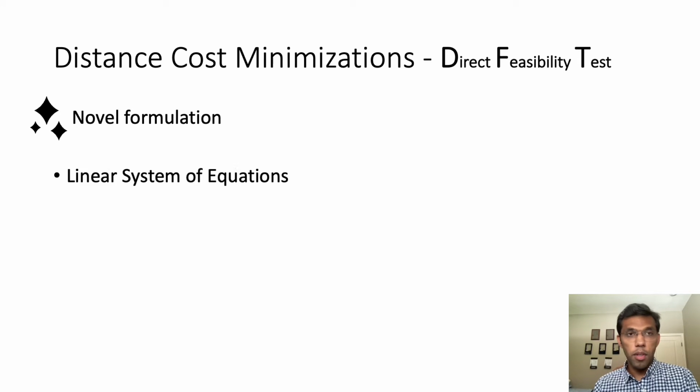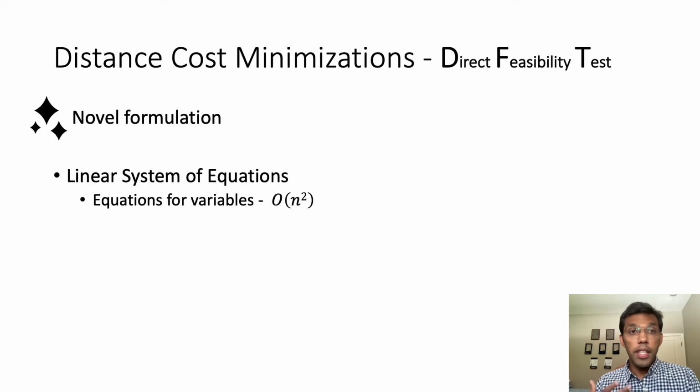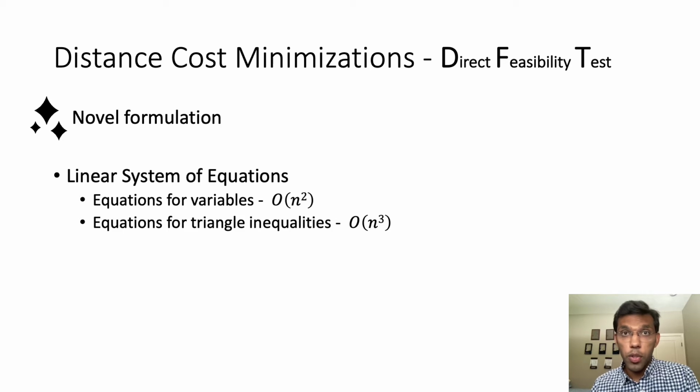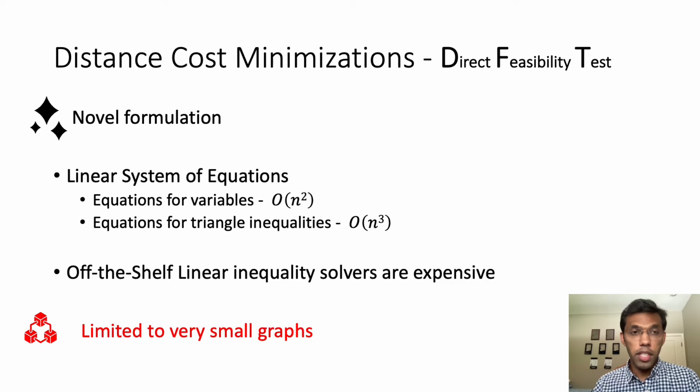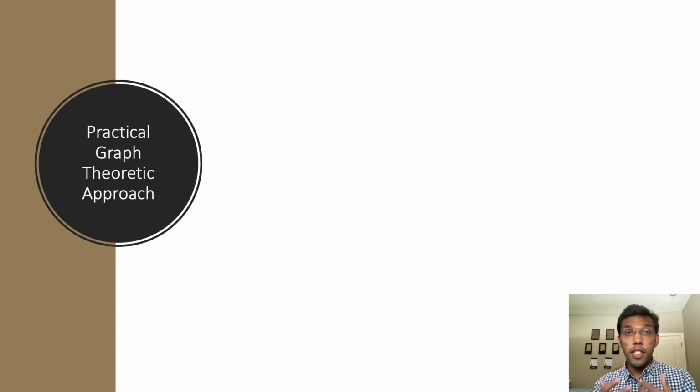As I said before, this is a novel formulation of the problem which has never been looked at, and which involves a system of linear equations, with variables in the order of n squared and the equations for triangle inequalities in the order of n cube. Off-the-shelf linear programming solvers are expensive, so this gives you the largest amount of savings of any of the algorithms that we know, but scalability even to very small size graphs is not possible. We were very excited about the direct feasibility test, and it saves the maximum number of distance calls, but computationally it is not possible to scale beyond small settings.